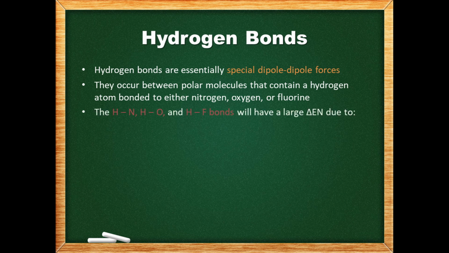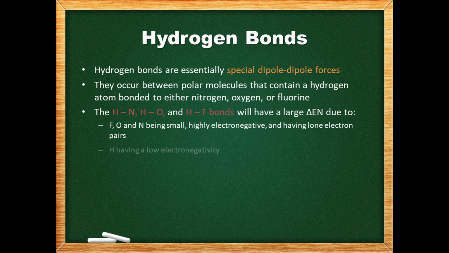The hydrogen-nitrogen, hydrogen-oxygen, and hydrogen-fluorine bonds have large electronegativity differences for a couple of reasons. For one thing, fluorine, oxygen, and nitrogen are small, highly electronegative, and have lone pairs of electrons. This allows the tiny electropositive hydrogen to get very close to the lone pairs on the partially negative nitrogen, oxygen, or fluorine atoms of other molecules.